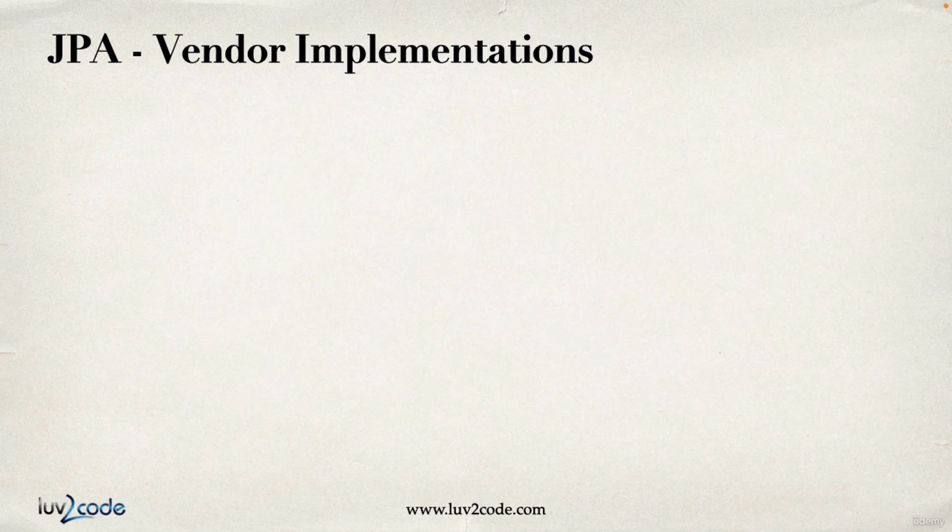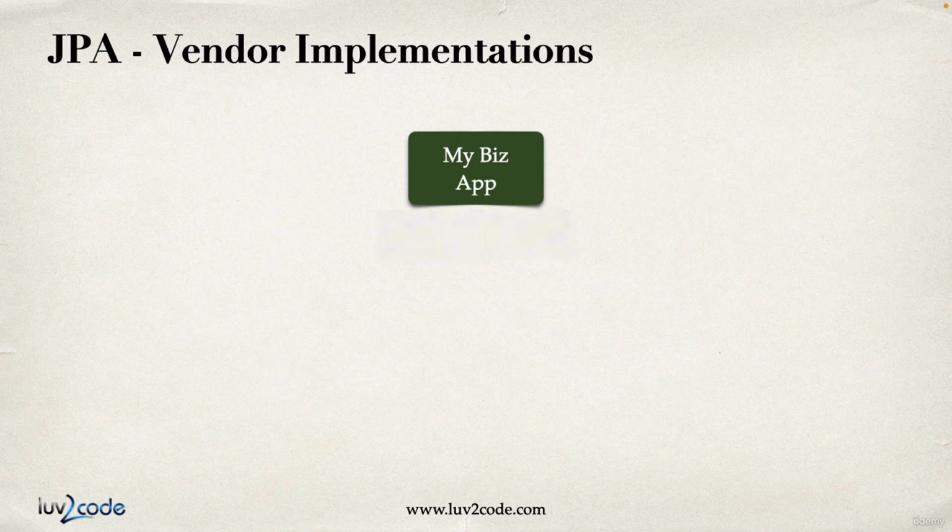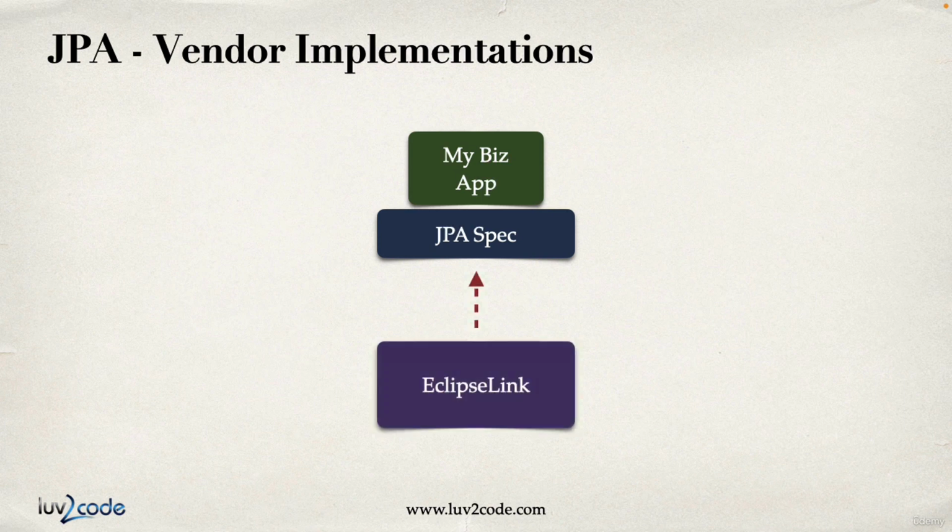Let's take a look at a scenario here of swapping vendor implementations. We have our application, My Biz app. That's the code that we're creating. And we're writing our DAO code based on the JPA spec. In version 1 of our project, we're using Eclipse Link. And then maybe for version 2 of our project, we want to move to a different implementation. Again, I'm totally making this up, but say, for example, Eclipse Link is no longer around, or there are some issues with that given vendor implementation.